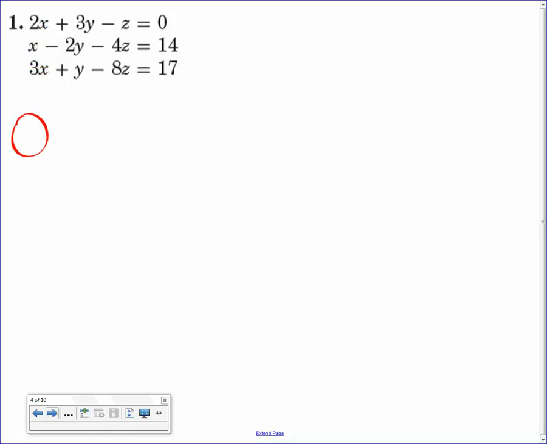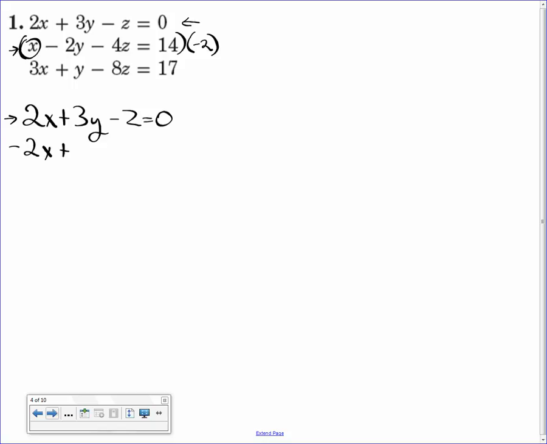All right, the second equation is my key equation. That's the one that I'm going to use twice. First of all, I'm going to take my first equation right here and write it down. And my key equation, like I said, is my second equation, and x is my key variable. I want to get that x to be the opposite of this 2x. So I'm going to multiply the entire equation, in this case, by negative 2. That's going to give me negative 2x plus 4y plus 8z, I'm multiplying by negative 2, remember, equals negative 28.